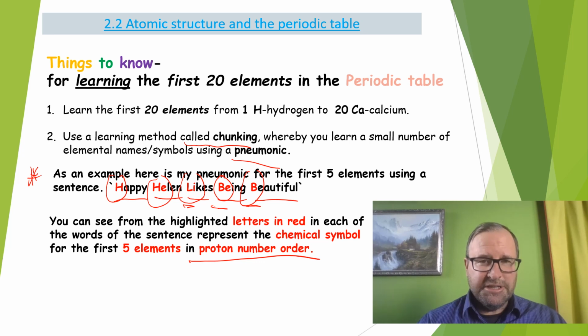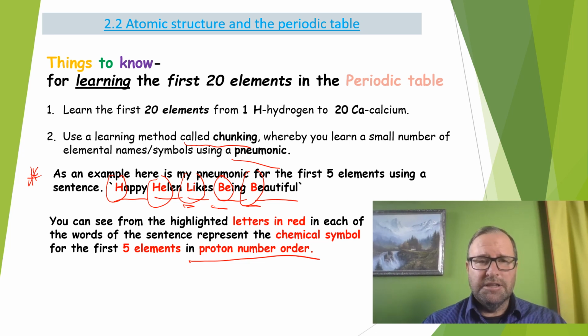You'll be given a periodic table, obviously, in your exam, but it helps, especially with the management of your time, that you know your first 20 elements. You can then use the periodic table to double check yourself if your time isn't used up. That would be a good way.